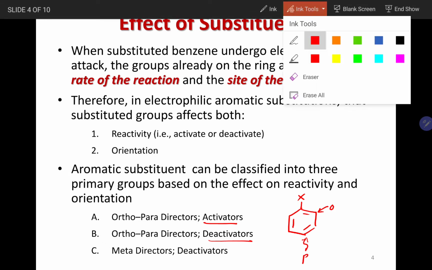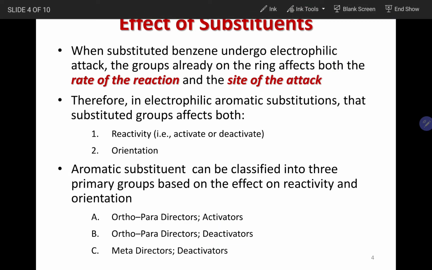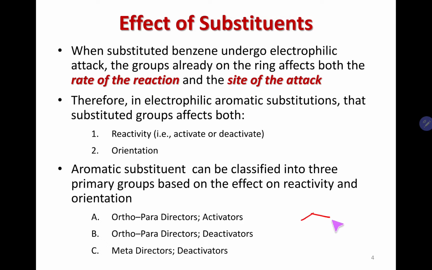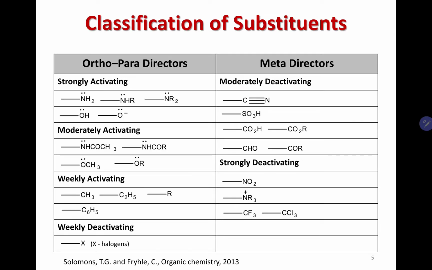And the third kind is called meta directors, which means the already existing substituent will direct the incoming electrophile towards a meta position. And meta directors are always deactivators. Keep that in mind. All right, next up is the classification of the already existing substituents on benzene.